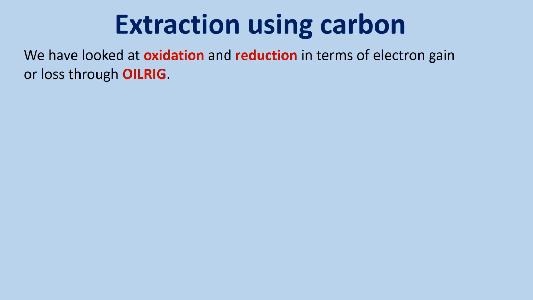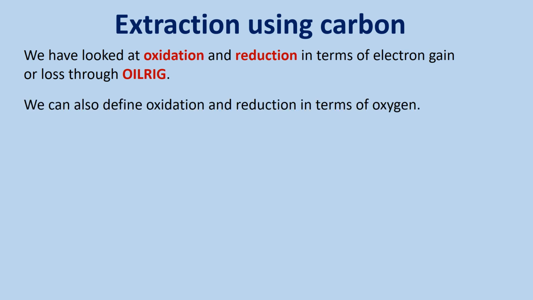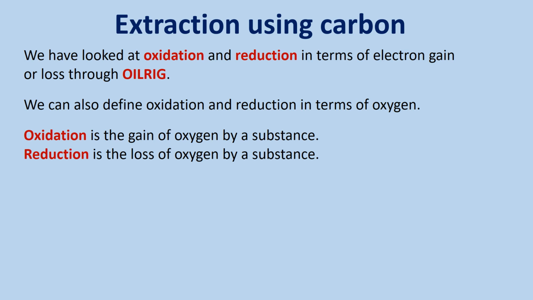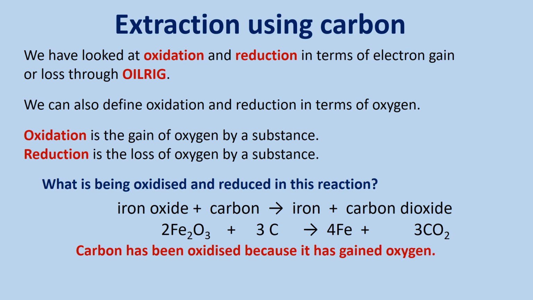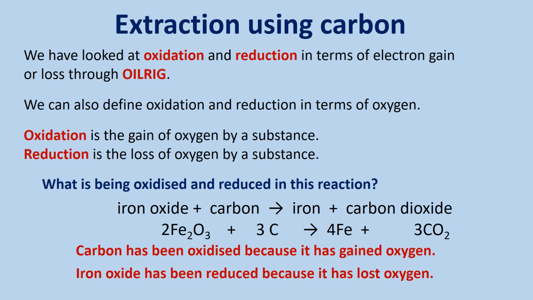So we've looked at oxidation and reduction in terms of electron gain or loss through OIL RIG. We can also define oxidation and reduction in terms of oxygen. Oxidation is the gain of oxygen by a substance, reduction is the loss. So in this particular reaction, carbon has been oxidized because it has gained oxygen, and iron oxide has been reduced because it has lost oxygen.